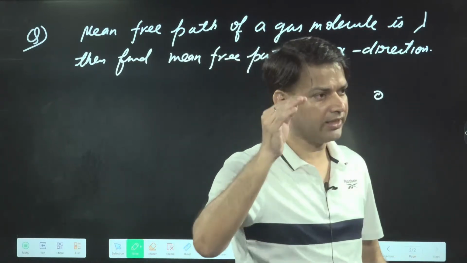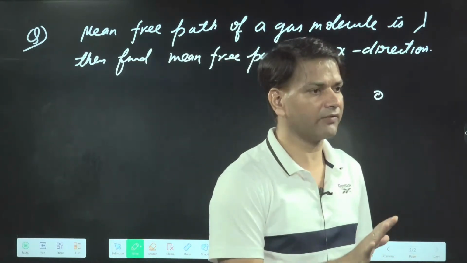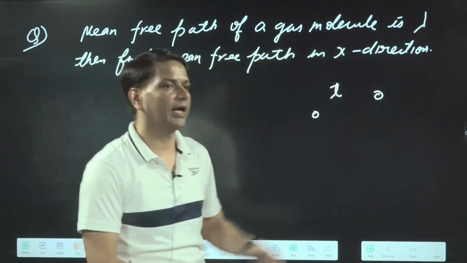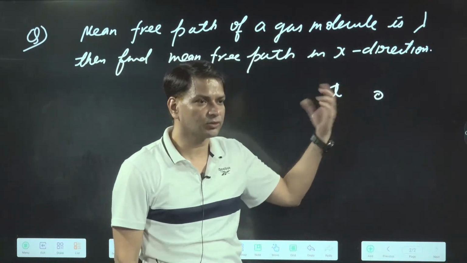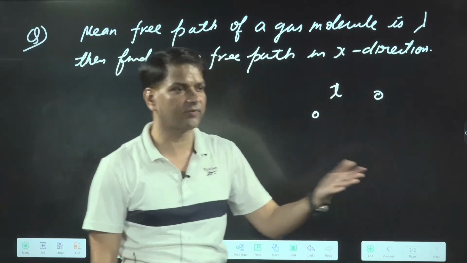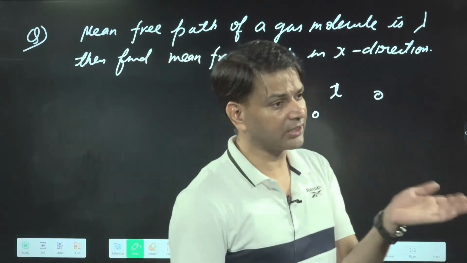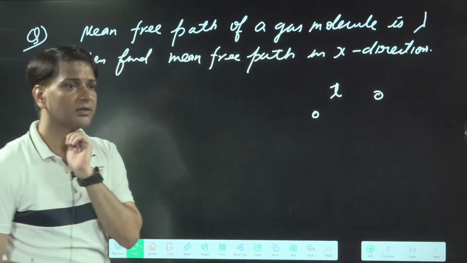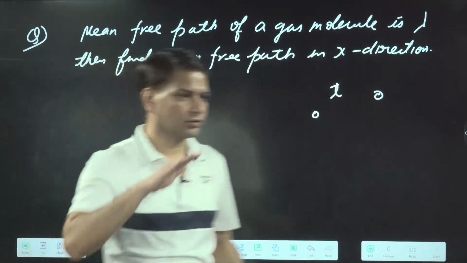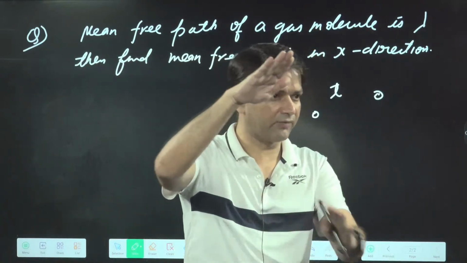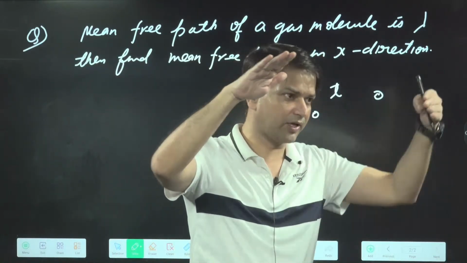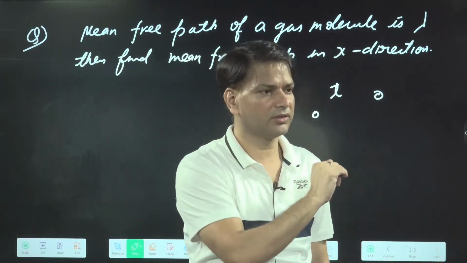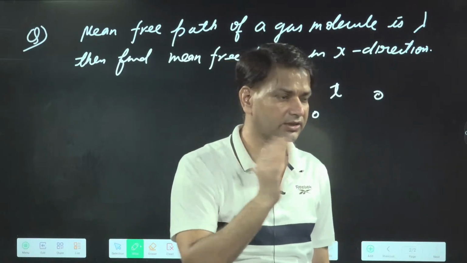So in the time t, in 3 dimensions, how much distance is it traveling? The average distance it is traveling is lambda. That is called the mean free path. In the average time t, how much average distance is it traveling? Lambda. But I am asking particularly in the x direction. Just wait. Suppose the molecule is moving in 3 dimensions, so it is traveling the x distance, the y distance, as well as the z distance. The total distance I have given is lambda. I am asking particularly in the x direction.